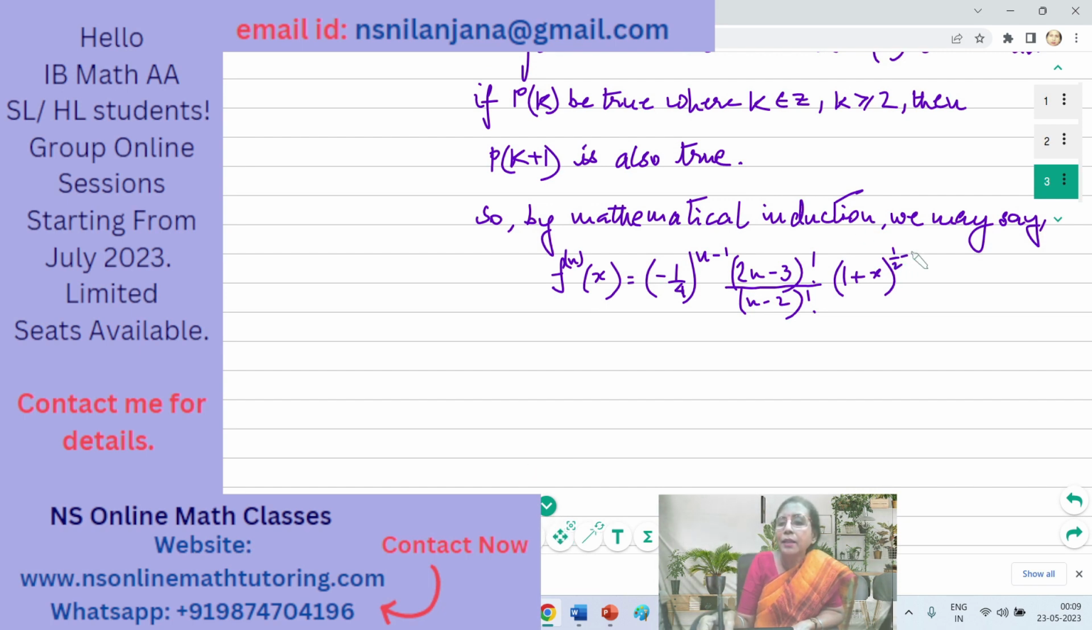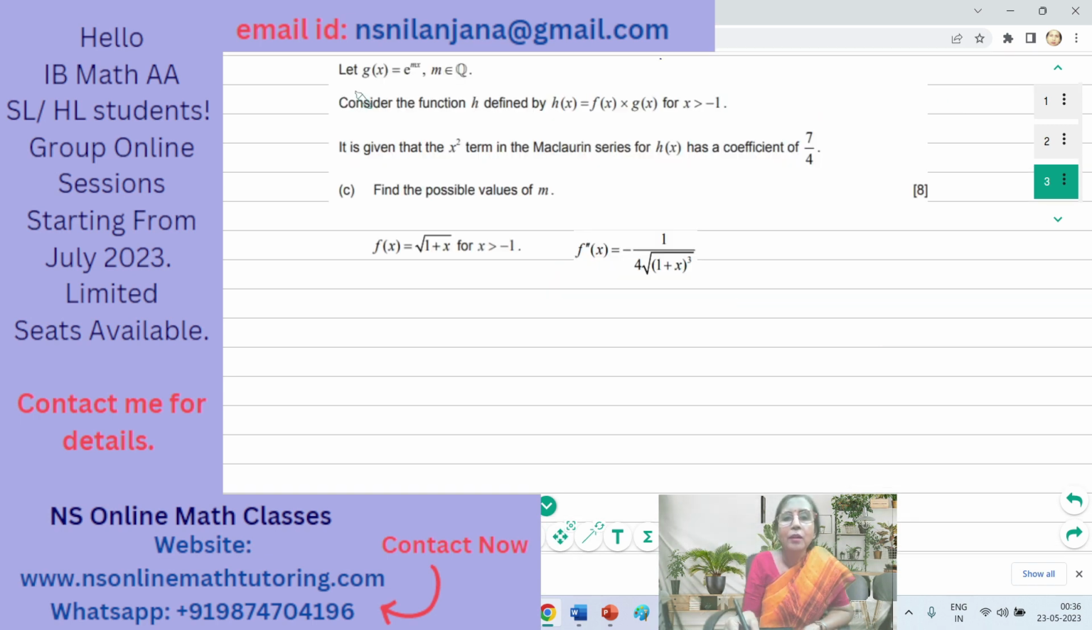Half minus n is true for n belonging to the set of real numbers and n is greater than or equal to 2 is true. Okay. This completes our subpart B. So this is the subpart C of this question.